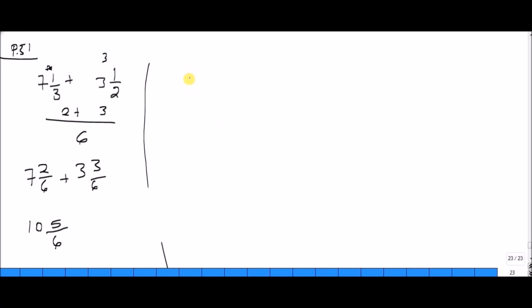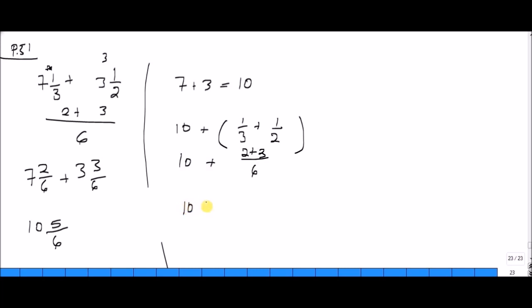You may have been told to deal with the whole numbers first. So 7 and 3 would be 10, and 10 plus whatever we get for the fractional part of it, 1/3 plus a half, and this would have been 6, and 3 into 6 would go 2 times, plus 2 into 6 would go 3, 3 times 1, 3, so it would be 10 plus 5/6, which would be 10 and 5/6. Slightly different, but the principle is still the same.